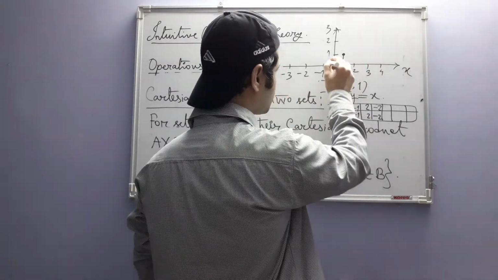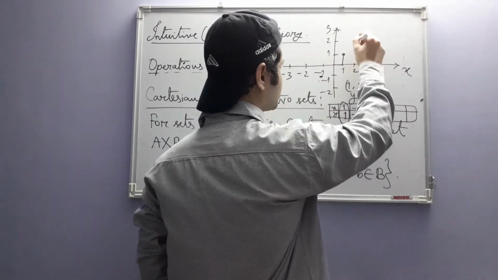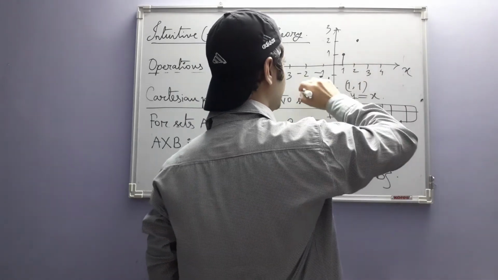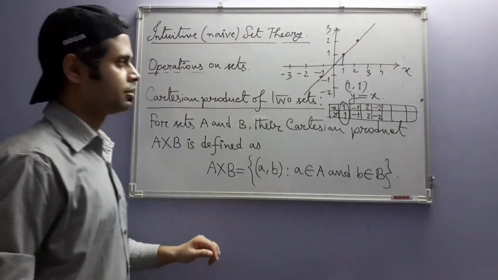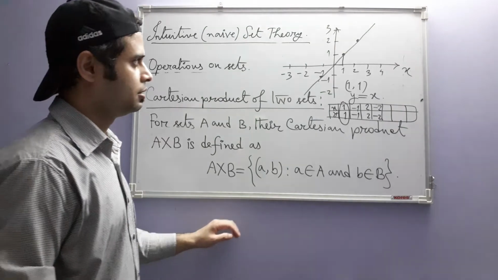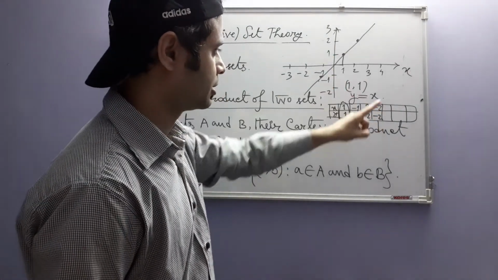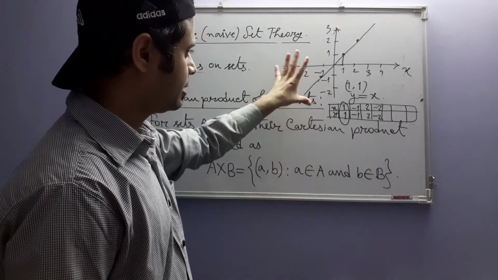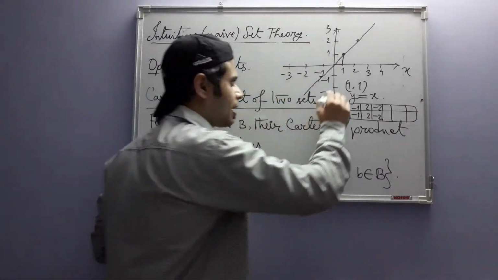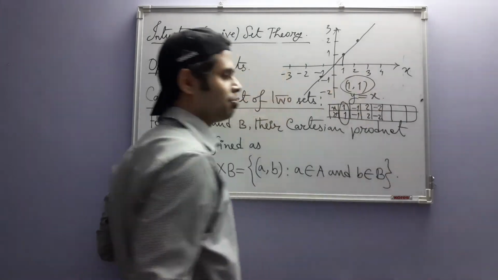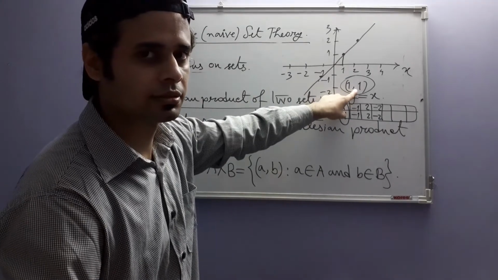After that, -1 comma -1. Like that, 2 comma 2. And then we have joined these with a line. This is the graph, right? Graph of this equation. Why am I telling you these things? It's because we are already familiar with points on the plane. They look like this. Okay.